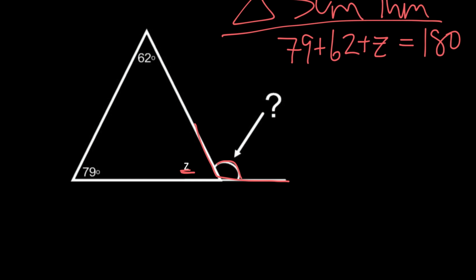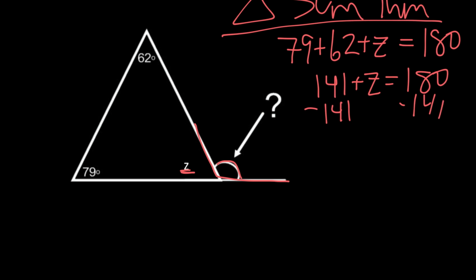And now I go through and I solve this problem. So 79 plus 62 gets me 141 plus Z equals 180. I now subtract 141 from both sides, and we are going to get Z equals 39 degrees. Once we know that, then we have to combine that with the fact that these two angles, Z and my question mark angle, form a line. So we know that they are supplementary, which means they must add to 180 degrees.